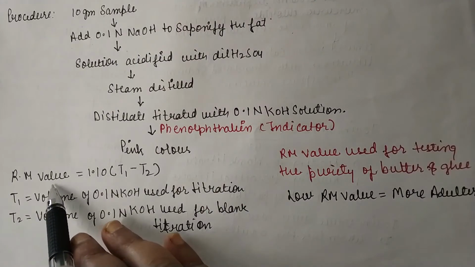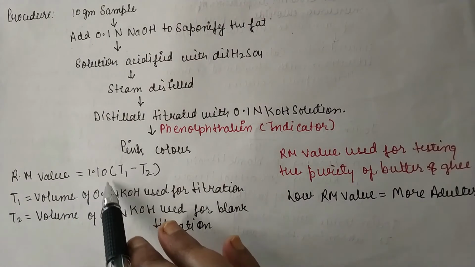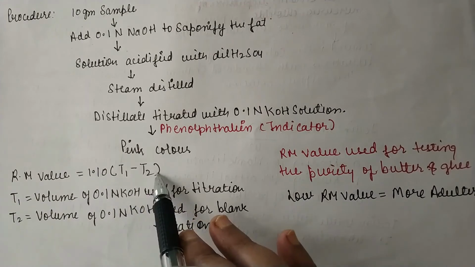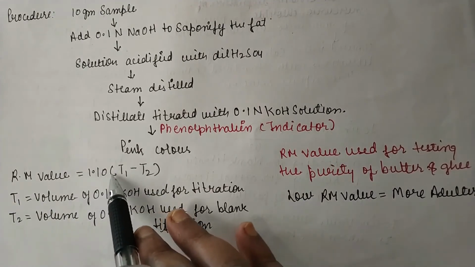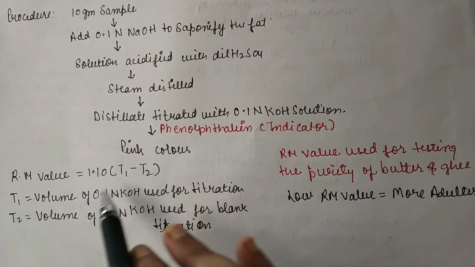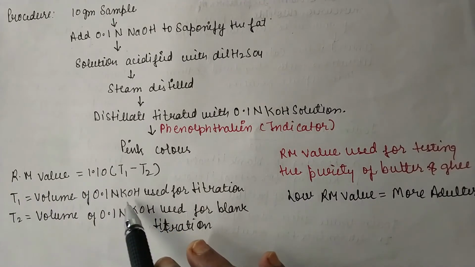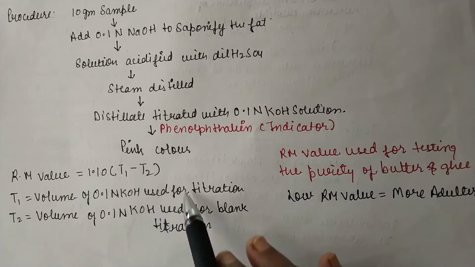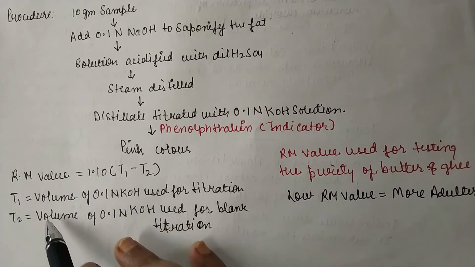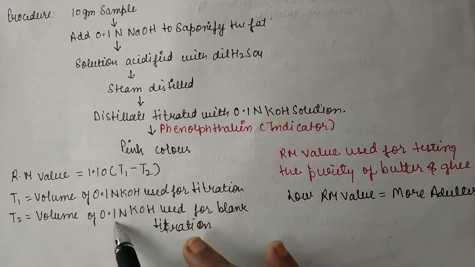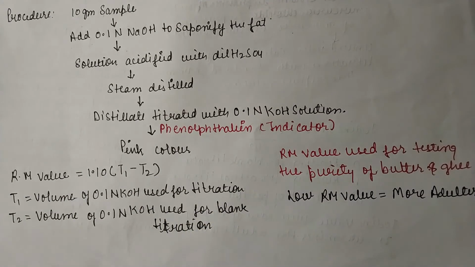Let's see the formula to calculate RM value. 1.10 multiplied by (T1 minus T2). T1 is the volume of 0.1 normal KOH used for the titration, and T2 is the volume of 0.1 normal KOH used for the blank titration. So basically in this way we can calculate the RM value.